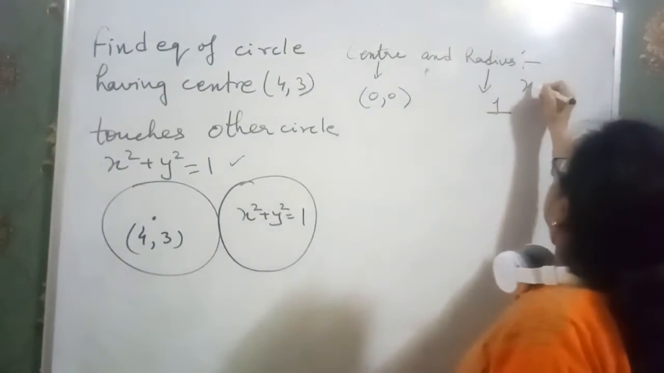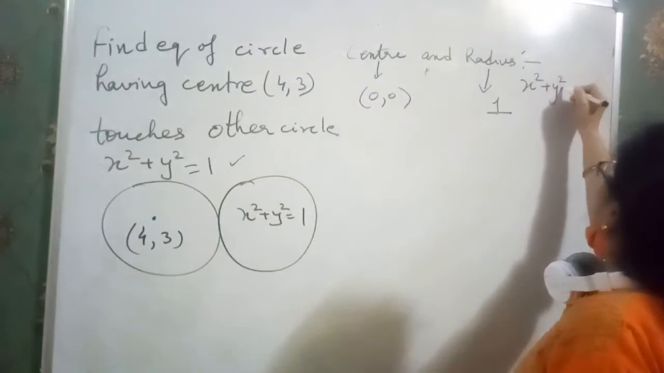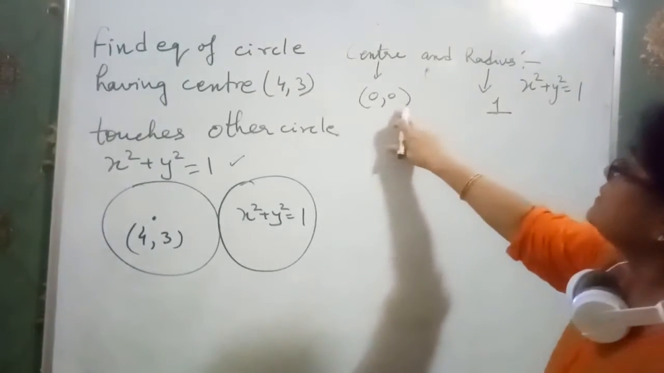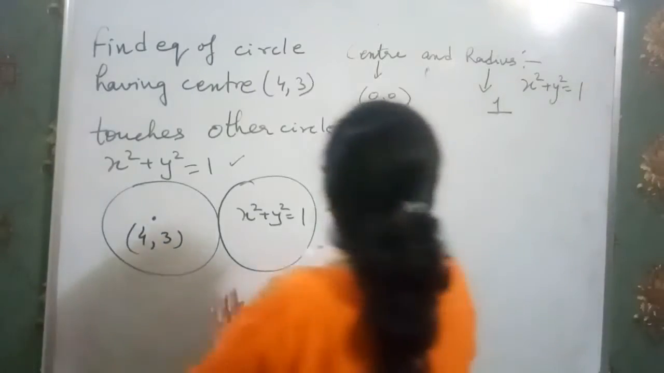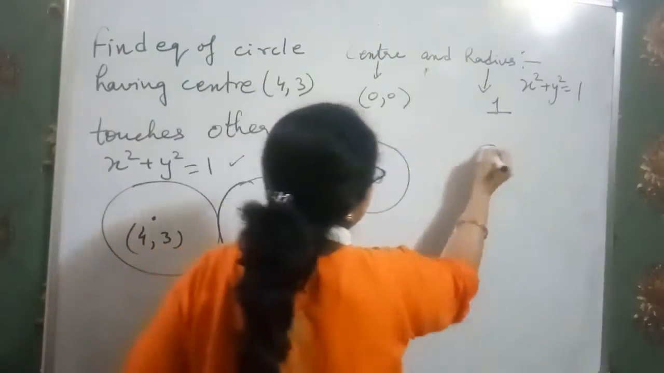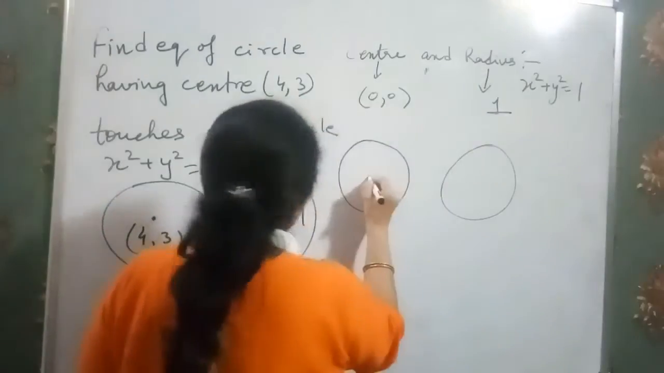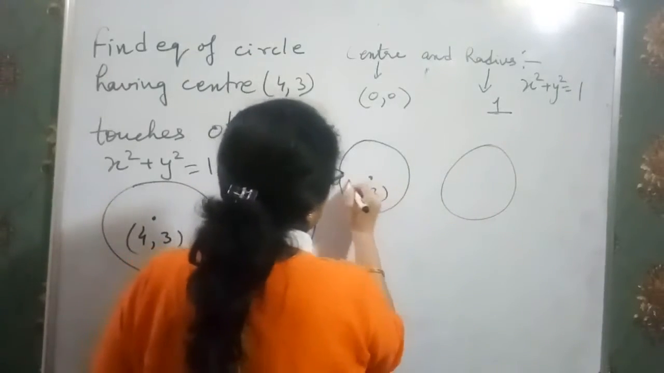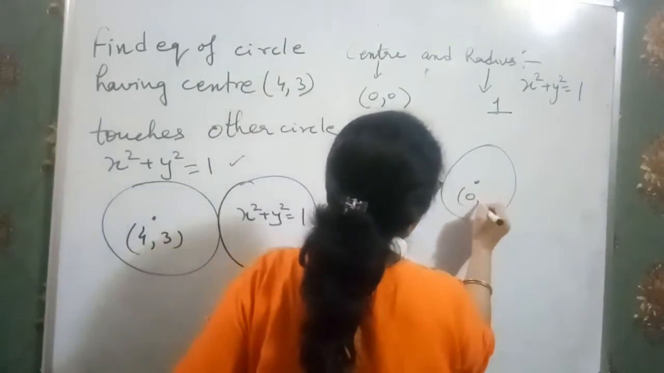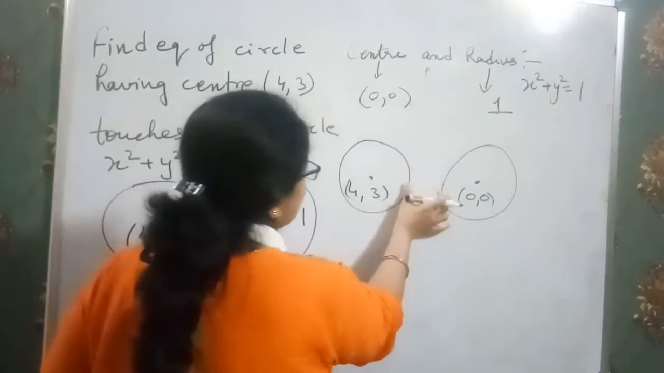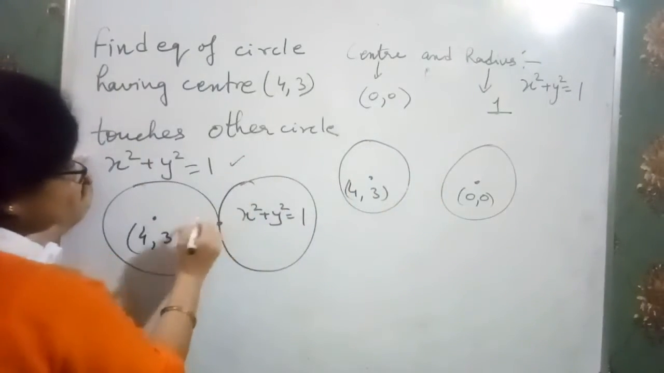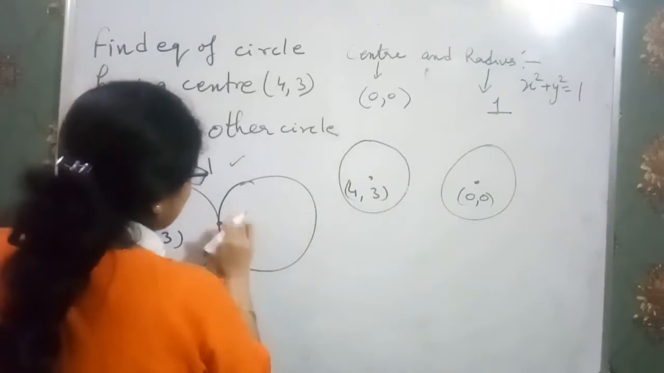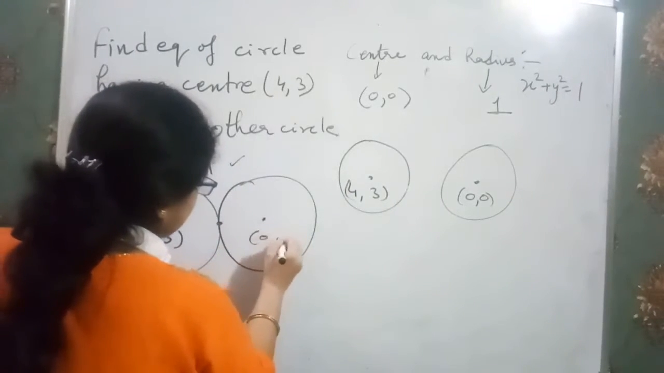For this equation x square plus y square is equal to 1, we have center 0, 0 and radius 1. So now we have two circles here, with center 4, 3 and with center 0, 0. But it is given that both touch each other. That means they touch each other.